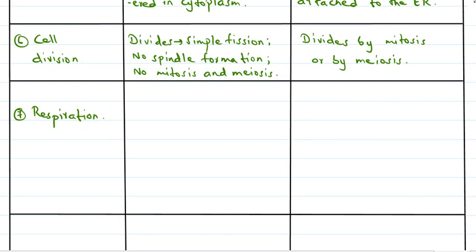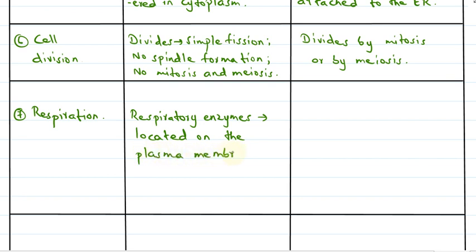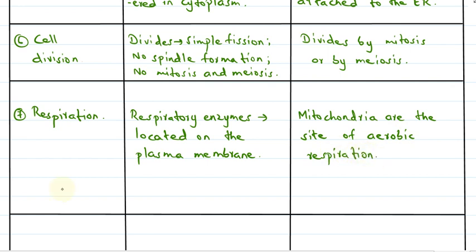Okay, then after that we would be talking about respiration. So respiratory enzymes, where are they located? They are located on the plasma membrane in case of prokaryotic cells, whereas in case of eukaryotic cells mitochondria are the seat or the site of aerobic respiration. Okay.